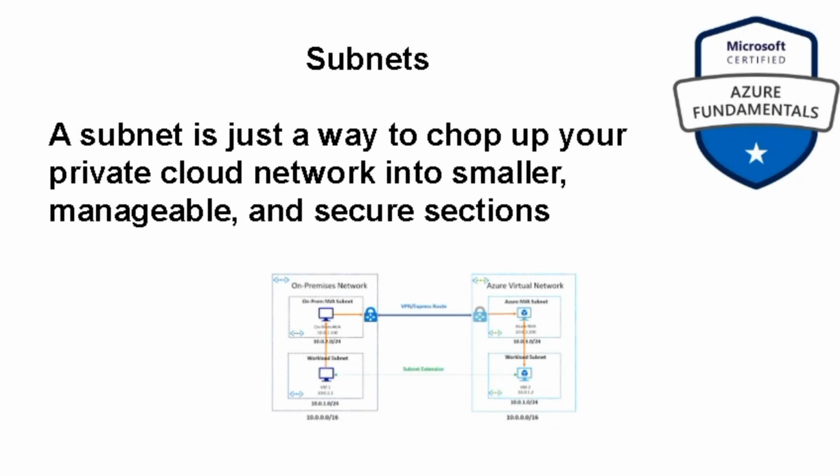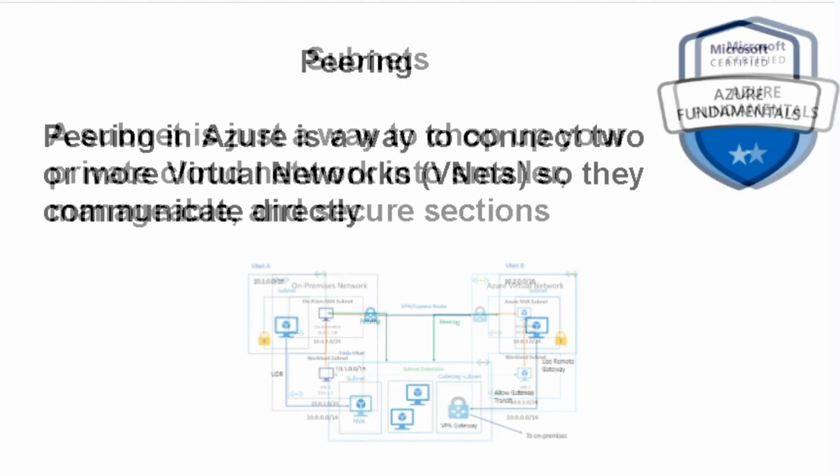Subnets are just a way to chunk up your private cloud network into smaller, manageable, and secure connections. So, for example, I have my big network and I want to cut that network into smaller networks. These are subnetworks. So it's a network cut into smaller pieces.